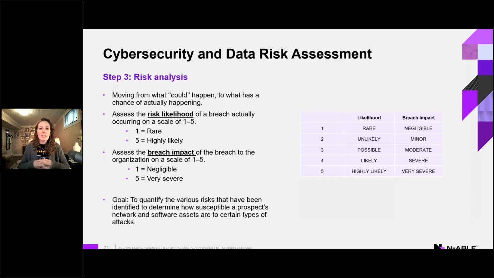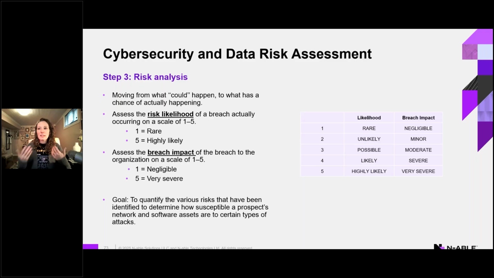Step 3 then is our risk analysis step. This is where we identify those risks to determine their overall impact on the prospect's organization, because this is where we start moving away from what could happen and towards what has a chance of actually happening. So we determine the likelihood of the risk scenarios, of the potential threats that we just documented in the previous step. What are the chances of them actually occurring? And if they did, what would be the impact on the organization?